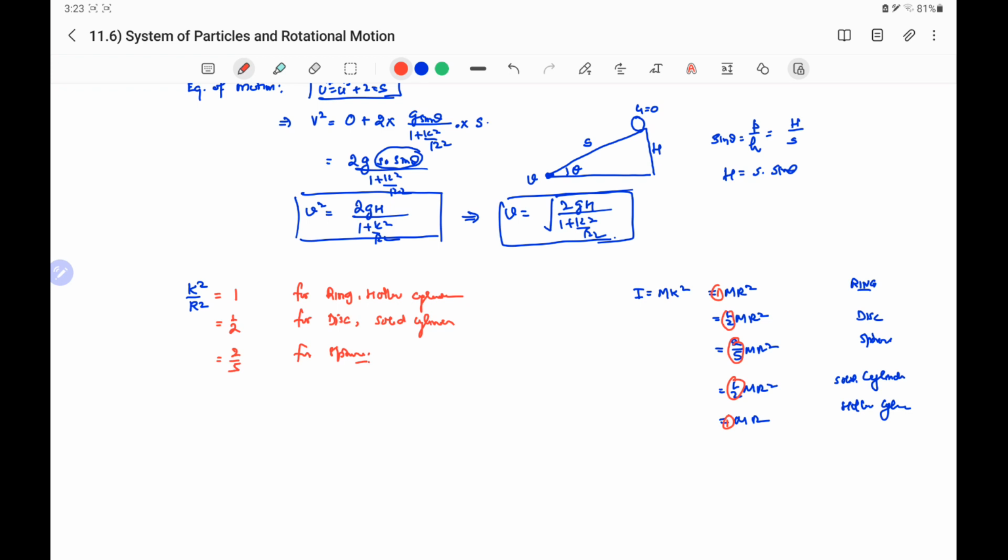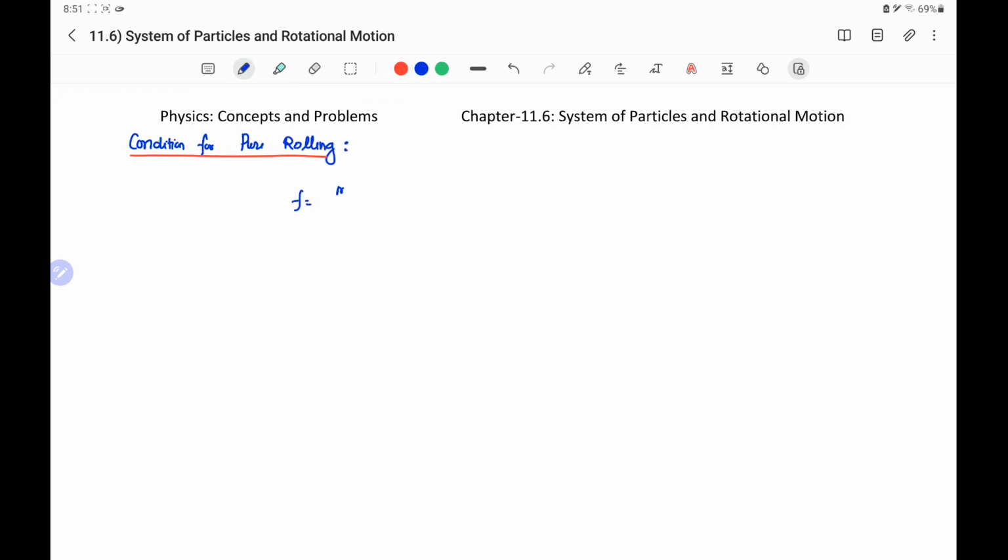Friction for the body which is rolling without slipping is F equal to mg sine theta divided by 1 plus r square by k square. Because the point of contact is at rest when the body is rolling without slipping, this F is the static friction. So the condition for pure rolling, that means rolling without slipping, is that this friction force should be less than or equal to the maximum static friction force, and this maximum static friction force is mu s into normal reaction, and we have found that normal reaction is mg cos theta.